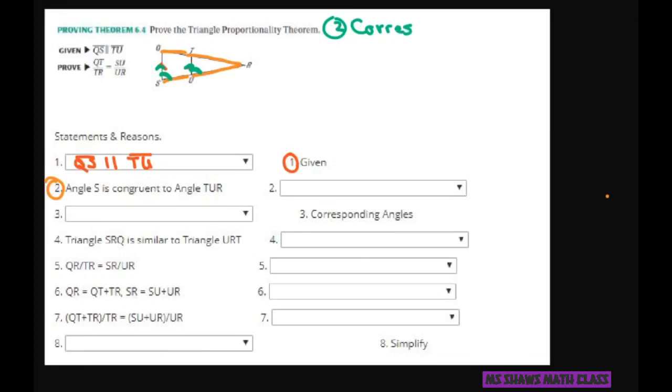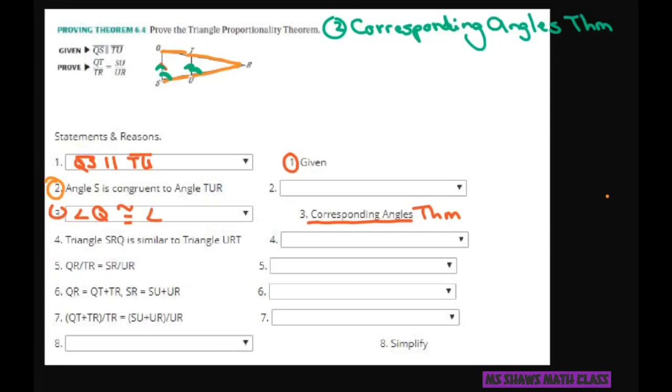Corresponding angles theorem. All right. And then we have another corresponding angles theorem. And so that would be that angle Q is congruent to angle UTR. So let's look at that. Angle Q is congruent to UTR, this one. Again, due to your corresponding angles theorem.